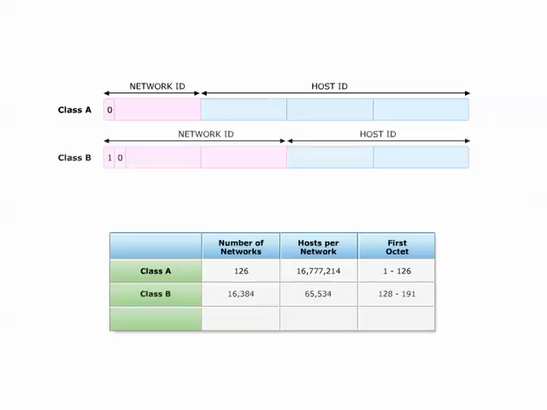Class B IP addresses are used for medium-sized networks. A good example is a large college campus.